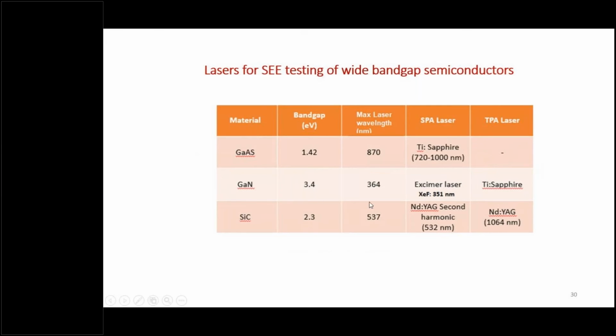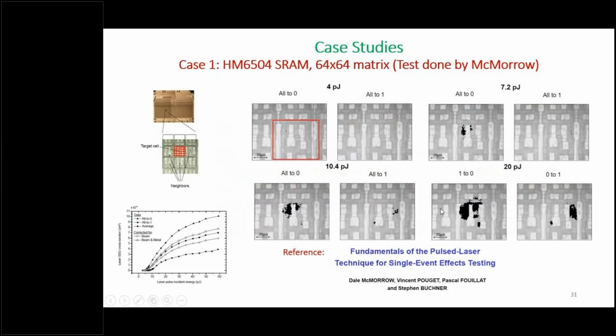For gallium nitride, you need a UV laser. It has a really wide band gap of 3.4 micron. Sorry, 3.4 electron volts. So 364 nanometer. And silicon carbide, you could use a neodymium YAG second harmonic and different lasers for TPA as well. But we are capable of building these other lasers, although all of our commercial systems that we have sold so far were geared towards the silicon substrate.